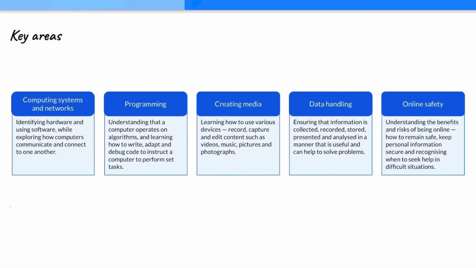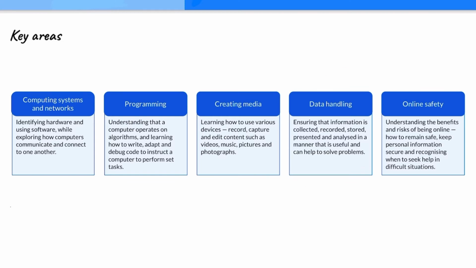So let's look at the 5 areas and try and get an understanding of what they're about. We have computing systems and networks, which is about identifying hardware and using software while exploring how computers communicate and connect to one another. We have programming, which is about understanding that a computer operates on algorithms and learning how to write, adapt, and debug code to instruct a computer to perform a set of tasks. We have creating media, which is about learning how to use various devices, record, capture, and edit content, such as videos, music, pictures, and photographs.